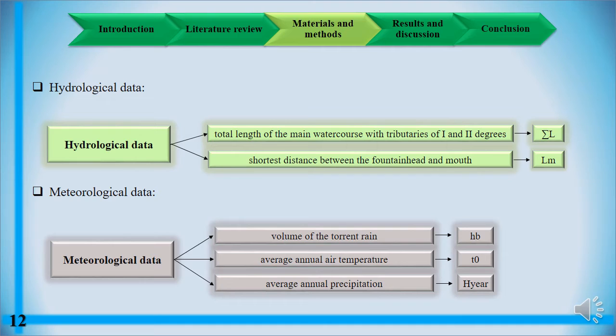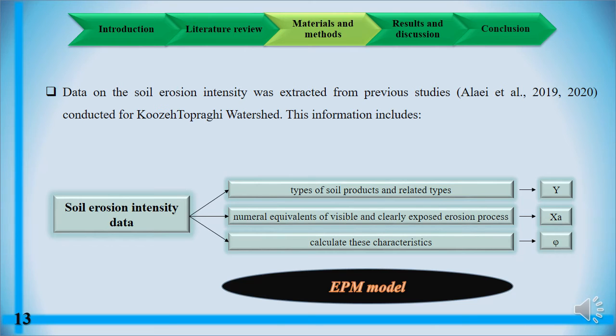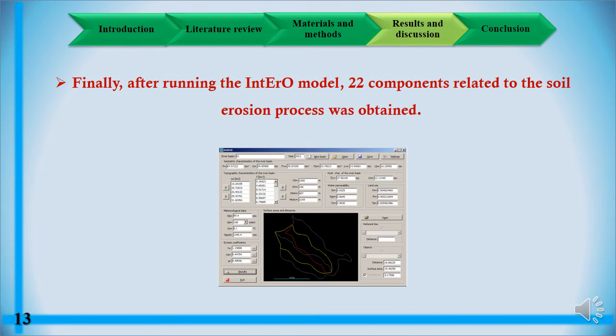The hydrological and the meteorological data are two important inputs of this model. In the hydrological data, we calculated the total length of the main watercourse with tributaries of 1 and 2 degrees and the shortest distance between the fountain and mouth. And from the meteorological data, we computed the volume of the torrent rain, average annual air temperature, and average annual precipitation. In addition, data on the soil erosion intensity was extracted from previous studies conducted by Alaei et al. in 2019 and 2020 for the Pozzo-Toprogli watershed. Finally, after running the INTERO model, 22 components related to the soil erosion process were obtained.